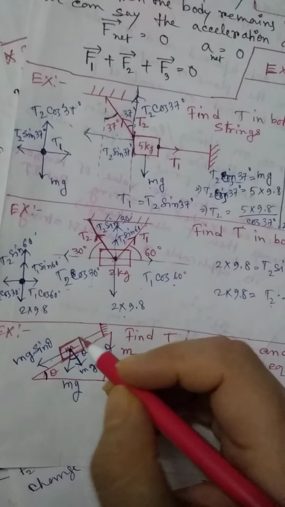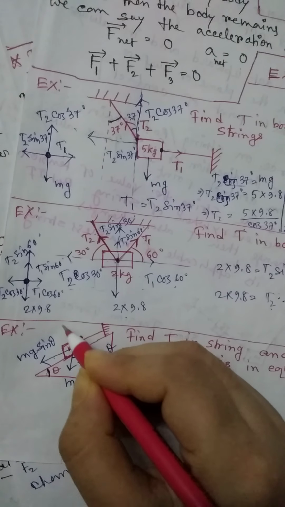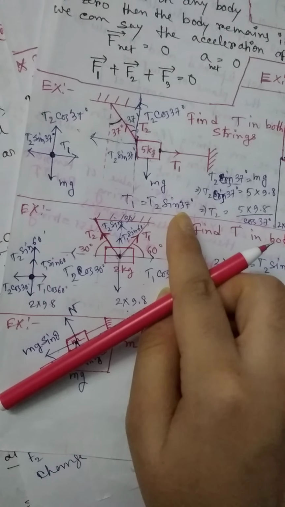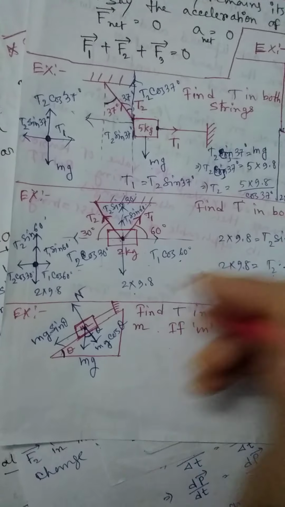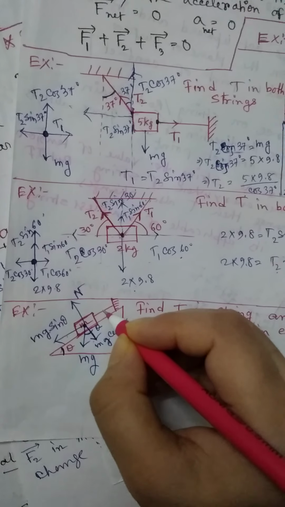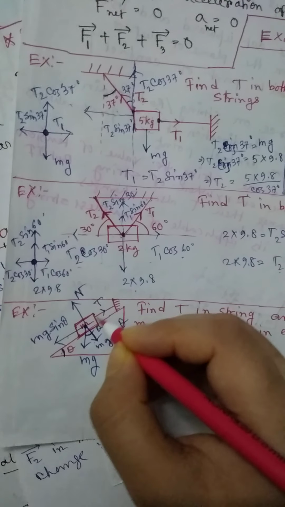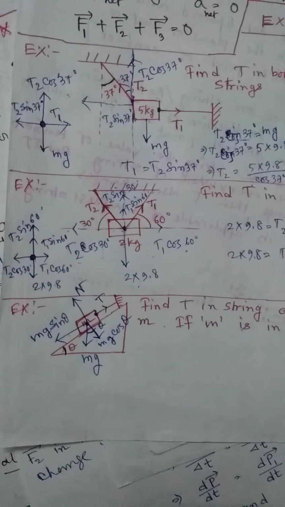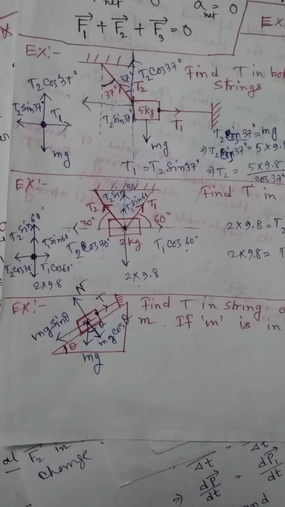Okay, and normal reaction exists here, along this side, because normal reaction is always perpendicular to the contact surface. And this is the string, so obviously the tension force is along this side. This is the contact point, and the tension force is always away from the contact point.